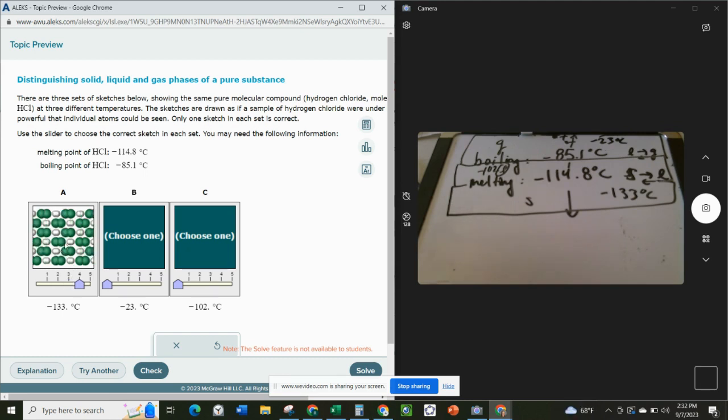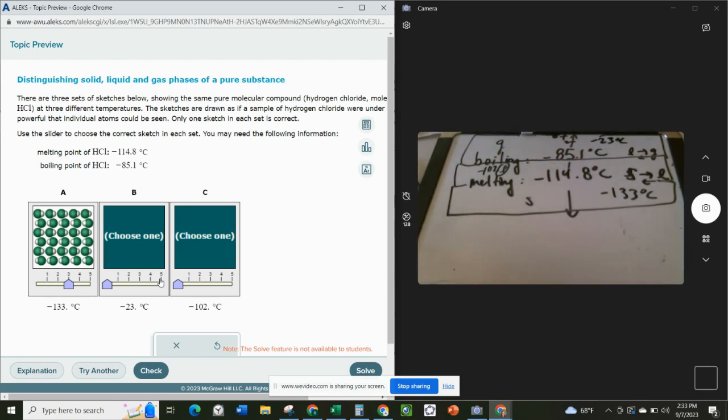This is a different molecule. We have hydrogen molecules and chlorine molecules. This is not HCl, so that doesn't work. And then this is not a compound. We have hydrogen atoms and chlorine atoms. That doesn't work either, so let's go back here. So we know this is below the melting point, so it's going to be a solid, and this is very ordered and close together. Okay, the next one we decided, negative 23, is above the boiling point, so that's going to be a gas.